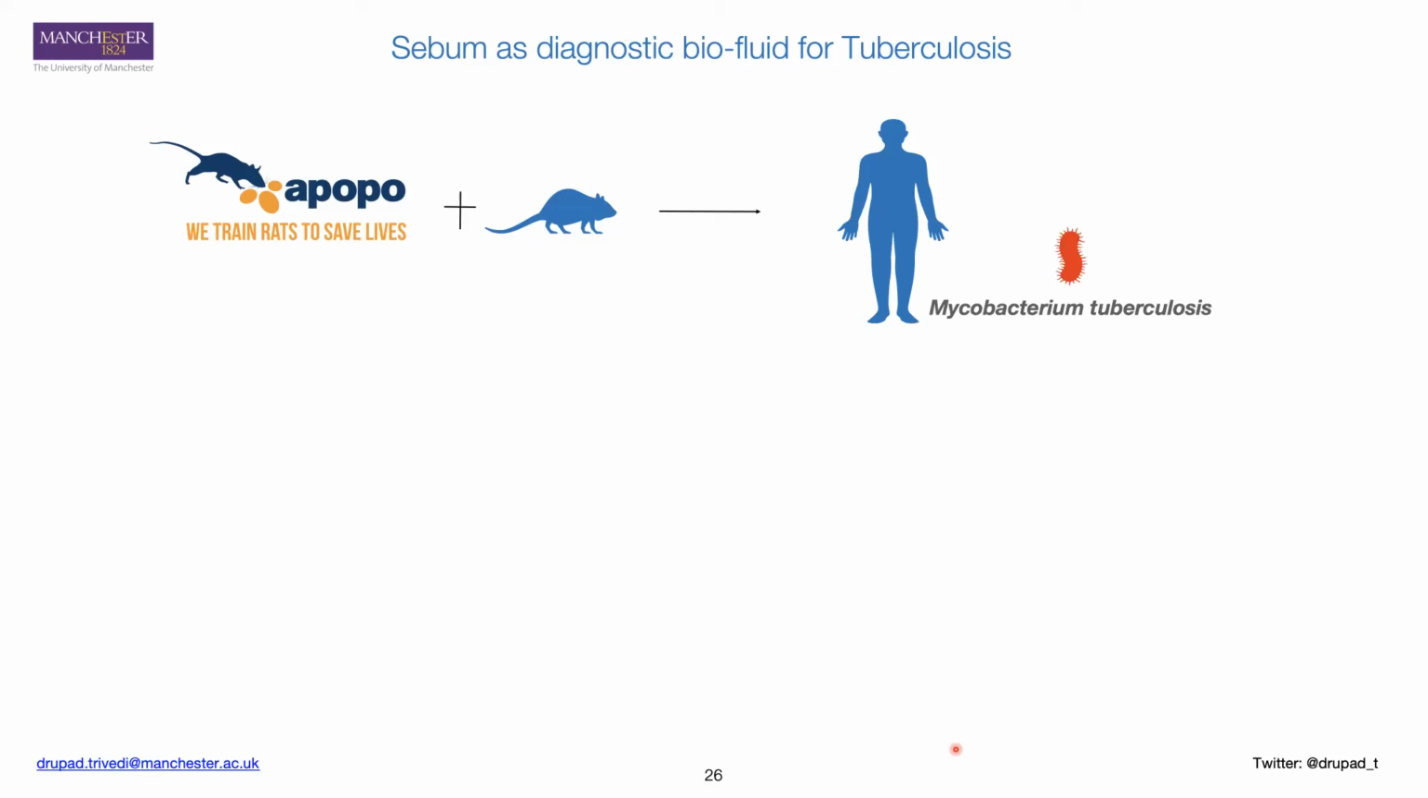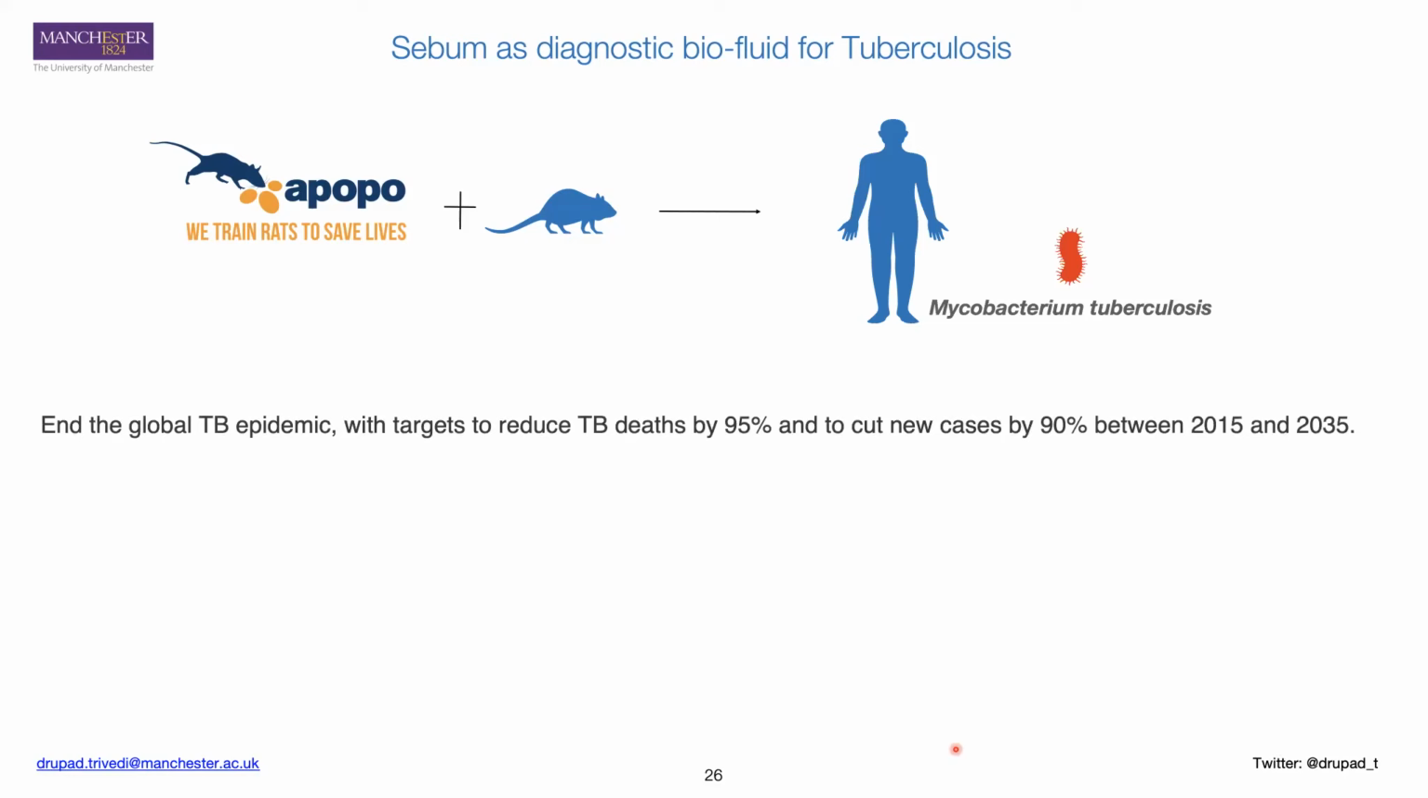Obviously they smell the presence of Mycobacterium tuberculosis on humans, and then they do a specific behavior to say that these are people who have TB. So to end the goal for a global epidemic of TB by 2035, this research is quite important, because right now, if children get TB, there is no way to find out because they won't be able to produce sputum, which is quite important to diagnose TB.